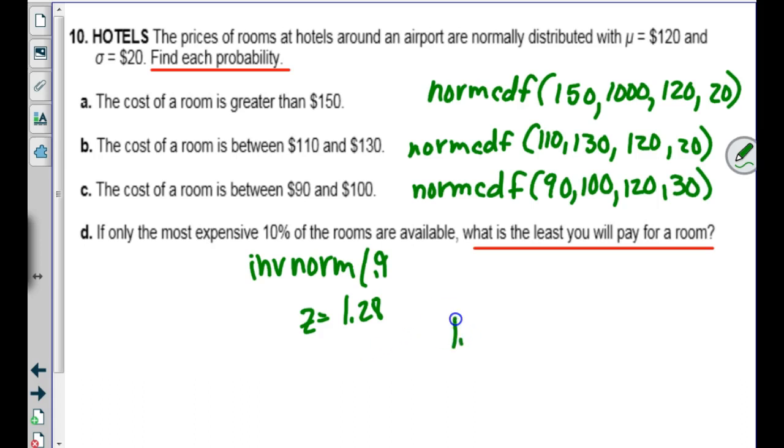So 1.28 equals, yes, it is stats class. So if I work backwards, times 20 plus 120, 145.60.